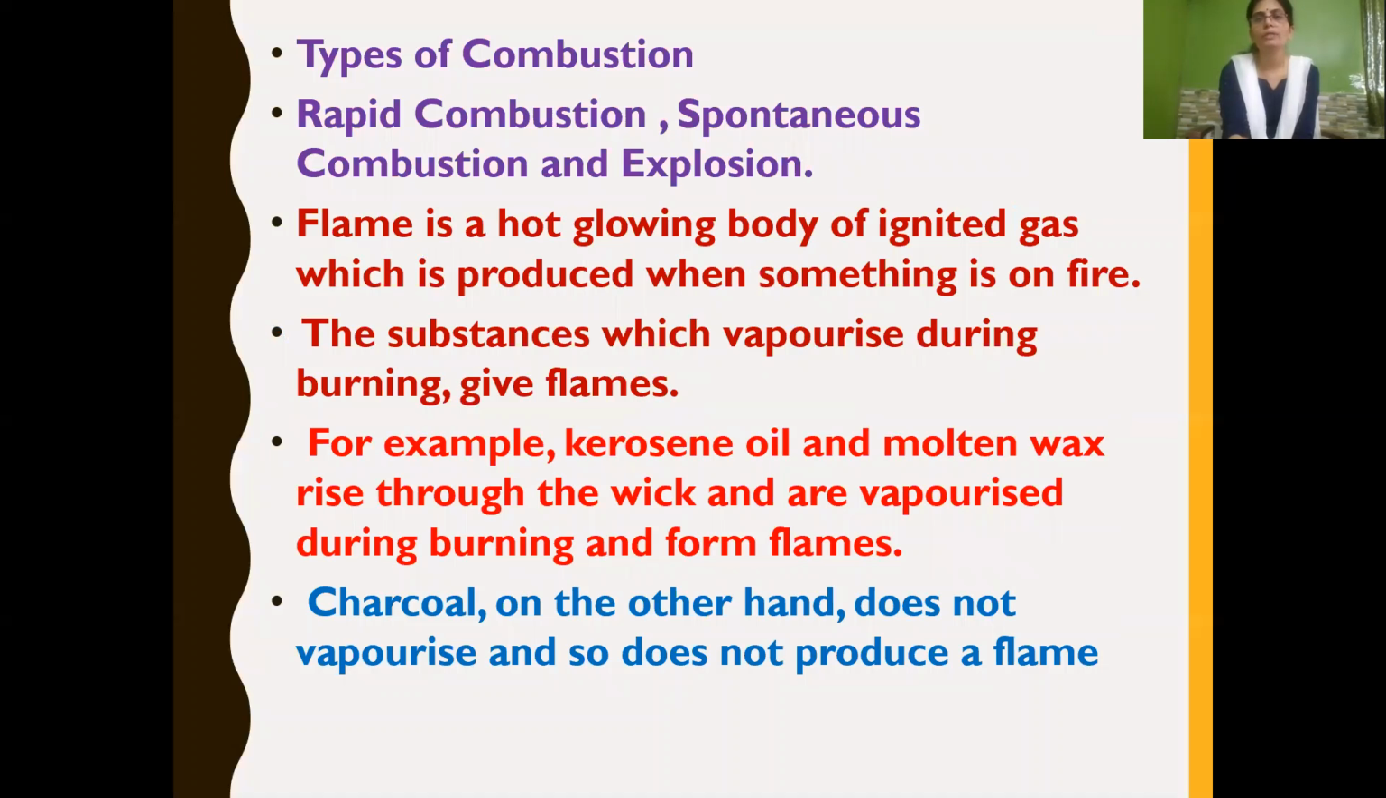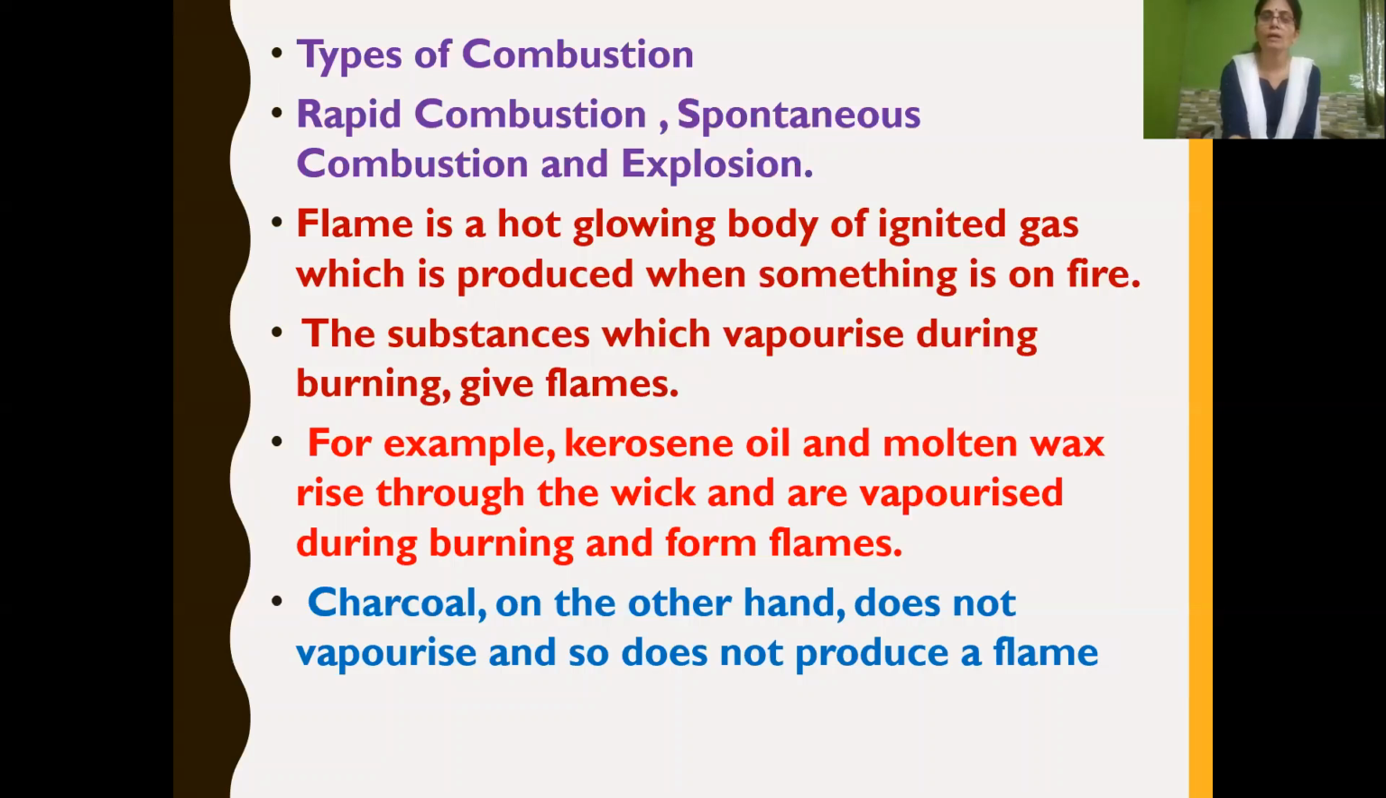Then we have learnt about types of combustion: rapid combustion, spontaneous combustion, and explosion. Then we have learnt about flame. Flame is a hot glowing body of ignited gas which is produced when something is on fire. The substances which vaporize during burning give flames. Example, kerosene oil, molten wax, etc.